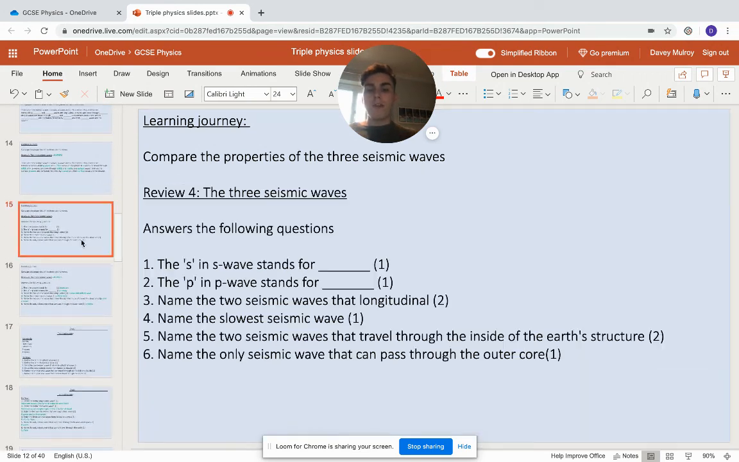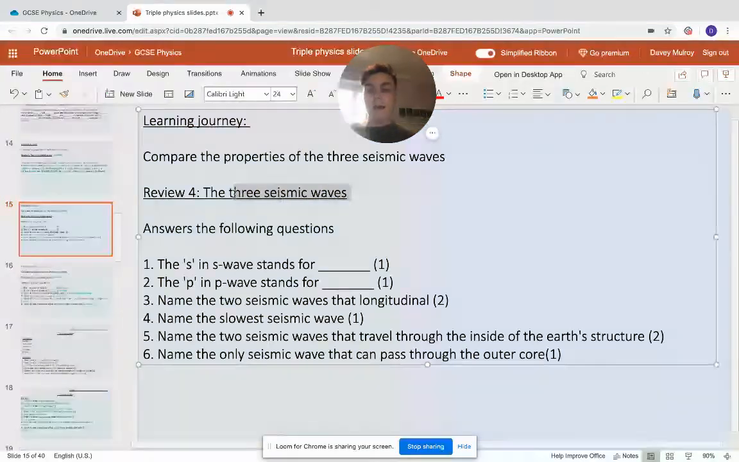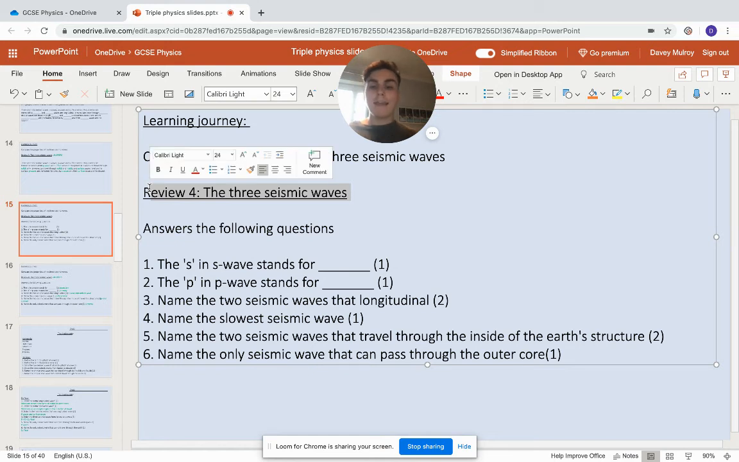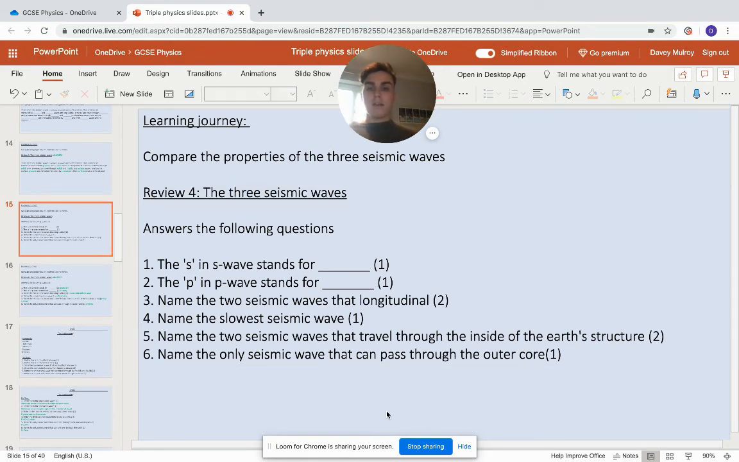Now, our final review activity. Again, the subtitle is the 3 seismic waves. So I'm sure already that we're on top of this, we're doing our subtitles, and we're taking real care in our work. And we are doing well to stay with me all of this time. This time, you just need to answer the following questions, and they don't need to be in full sentences. This is as fewer words as possible, using the marks in brackets to tell you how much you should be writing. Each one of the answers is a name of a wave. So I'd like you to hit pause right now and complete this final review activity.